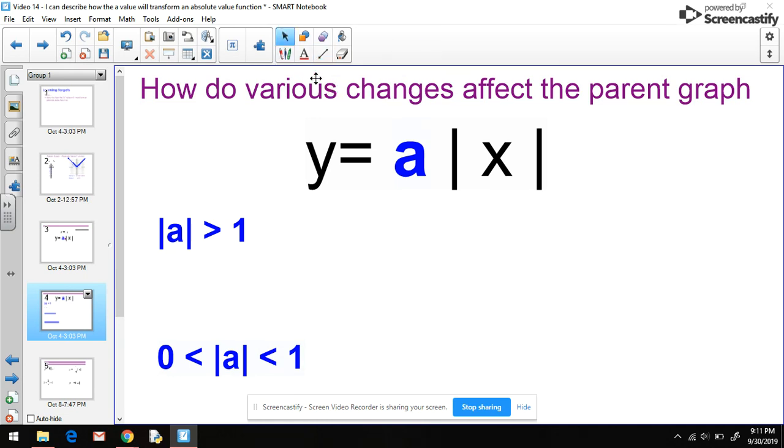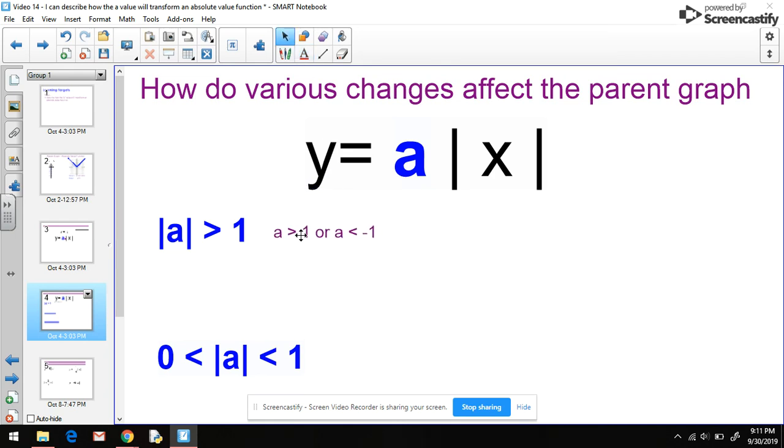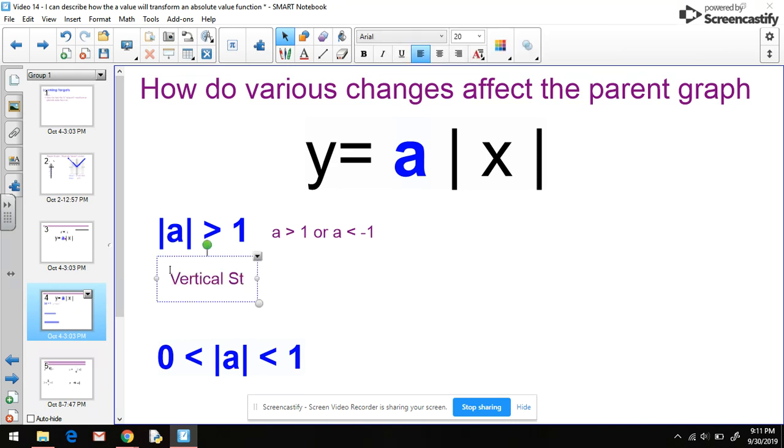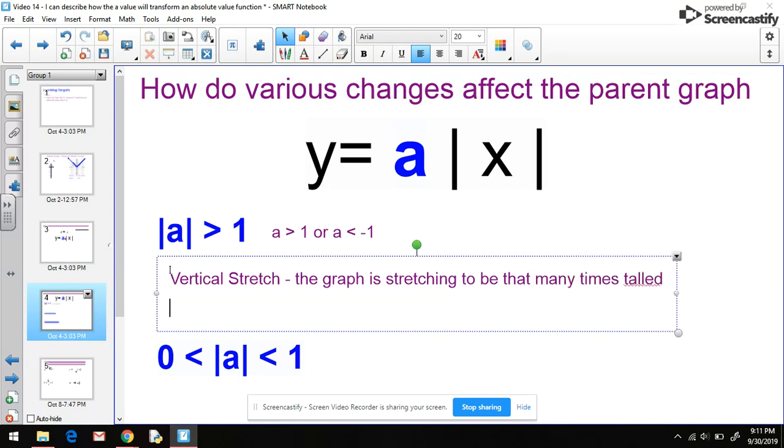Our a value, so if a is bigger than 1 or a is more negative, or smaller than -1. So if we see that happening, what we're also going to notice is that we have something called a vertical stretch. So essentially the graph is stretching to be that many times taller. So for example, if a is equal to 2 or -2, the graph is 2 times as tall, and the graph will, in essence, become skinnier.